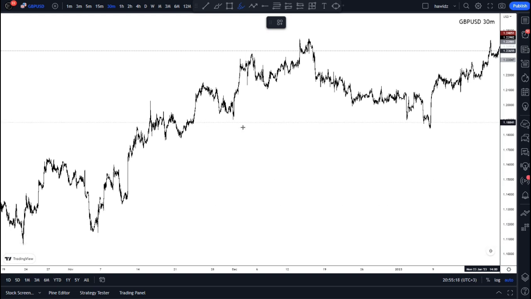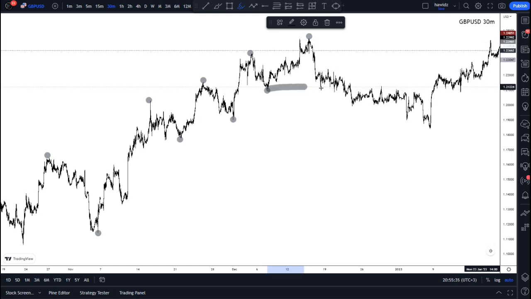From there we can see that over the past few months and weeks, price has been moving in this very beautiful bullish trend. As you can see right here, there's a series of highs and lows being made over time. So that's the indication that the trend is bullish.